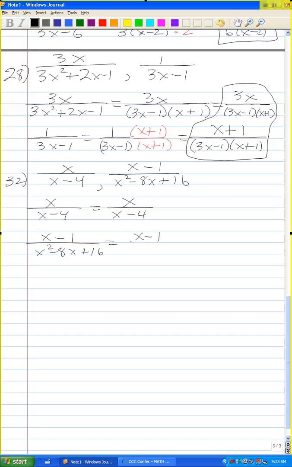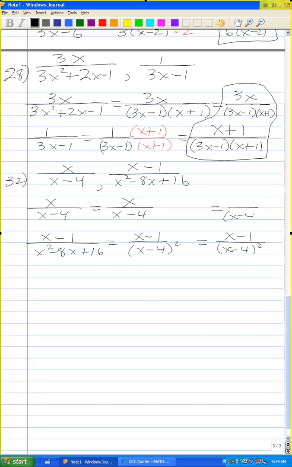For this, well, this is a perfect square trinomial. The square root of x squared is x. The square root of 16 is 4. x times negative 4 times 2 is negative 8x. And so, yes, it is indeed a perfect square trinomial. And so the least common denominator is x minus 4 squared.